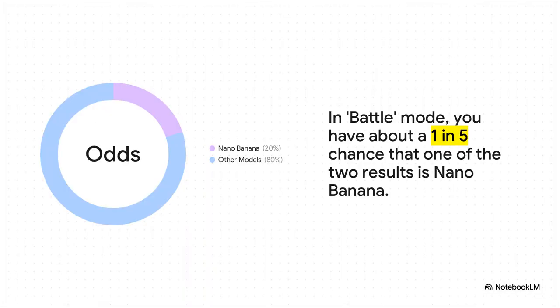So why is it called a battle? Because it's a blind test designed to rank AI models. You don't know which model you're getting ahead of time. But here's the key. You have about a 1 in 5 chance, so 20%, that one of those 2 results you get will be from Nano Banana. If you don't get it the first time, you just try again.